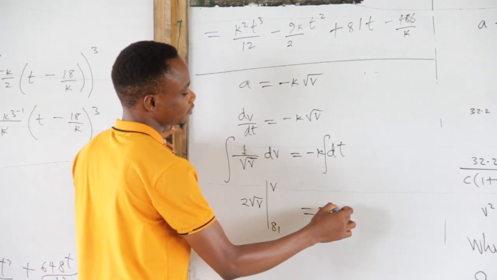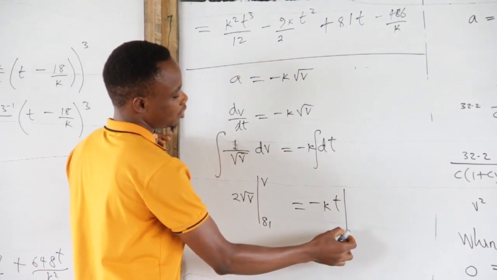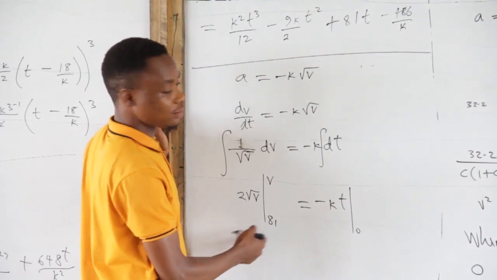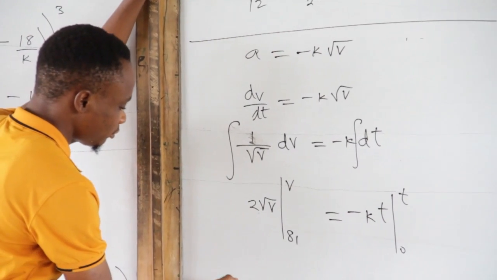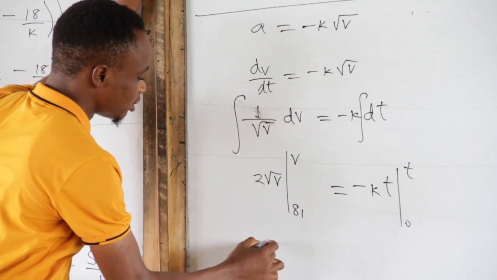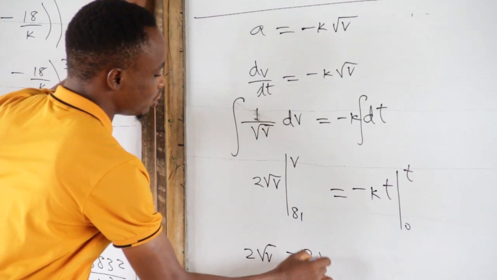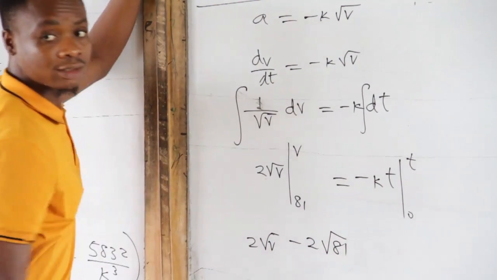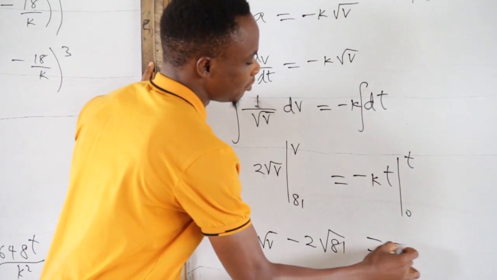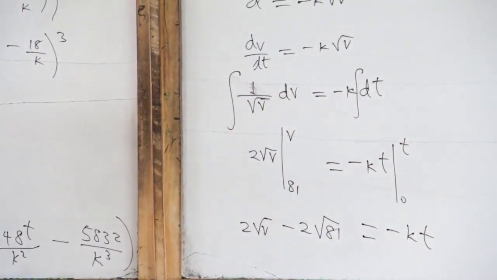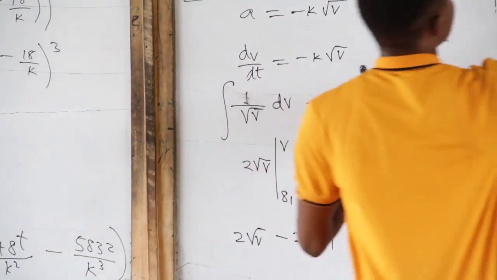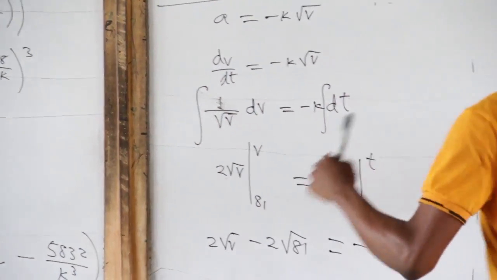Minus k. Okay, at c equal to 0, this was 81. So this is going to give us 2 root v minus 8, minus 2 root 81, right? Equal to minus k. Is that clear? So what does that give you? 2 root v minus 8. 2 root 81 is 18, Abi.